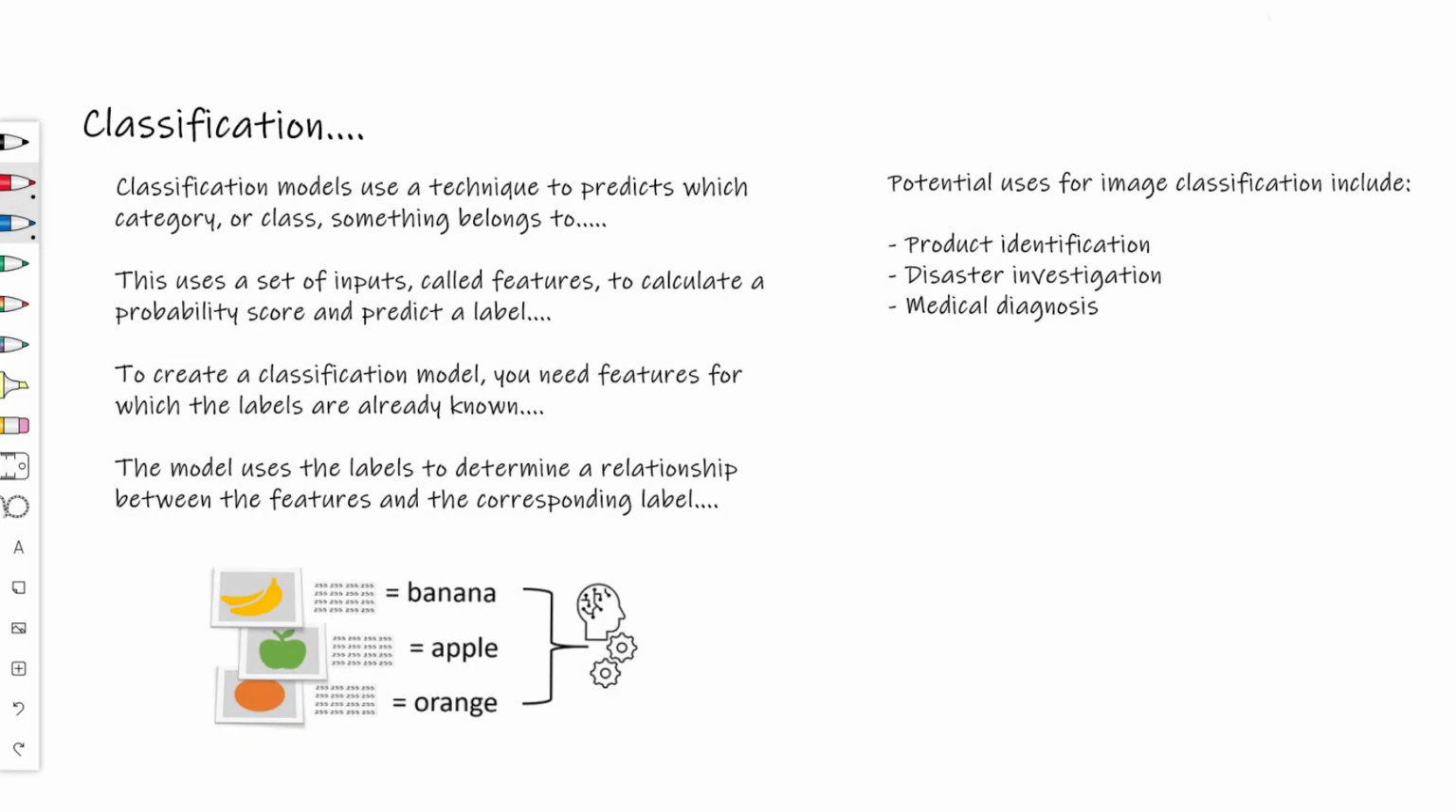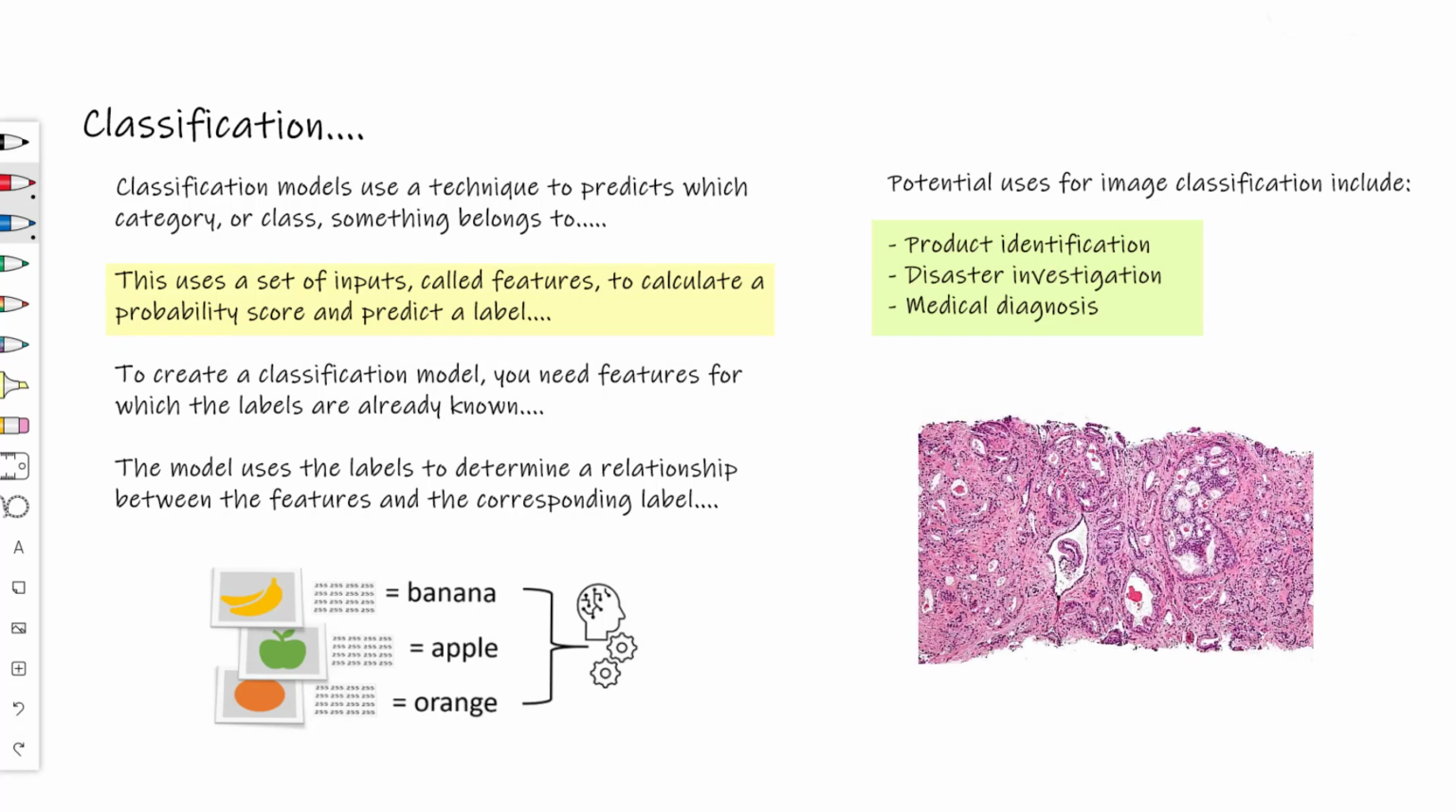So let's now use Cognitive Services to classify and categorize my images. Again, we built this model earlier using the Machine Learning Designer, but we're going to opt to use the pre-built and more refined solution that's offered by Azure. Remember, this is supervised learning. We'll define a set of inputs or features, and from that we can calculate a probability score and predict a label. And if you think about it, this could be used in a variety of applications, from product identification to disaster investigation, or even helping medical professionals detect cancerous cells in patients.